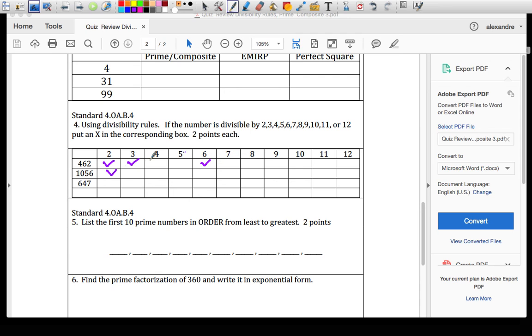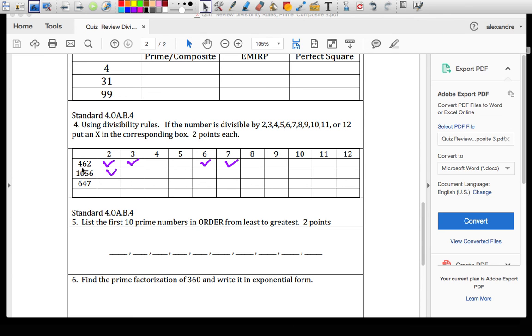7, double the last number, so you have 462 over here. Double this number, it's 4, and subtract from 46. 46 minus 4 is 42, which is a multiple of 7, so definitely yes here. 8, you have to actually divide the last 3 numbers, which is 462. I'm going to say it's a no because 8 goes into 46 5 times, 40, leaving a remainder of 62, and 8 doesn't go into 62 evenly. So 8 is a no.